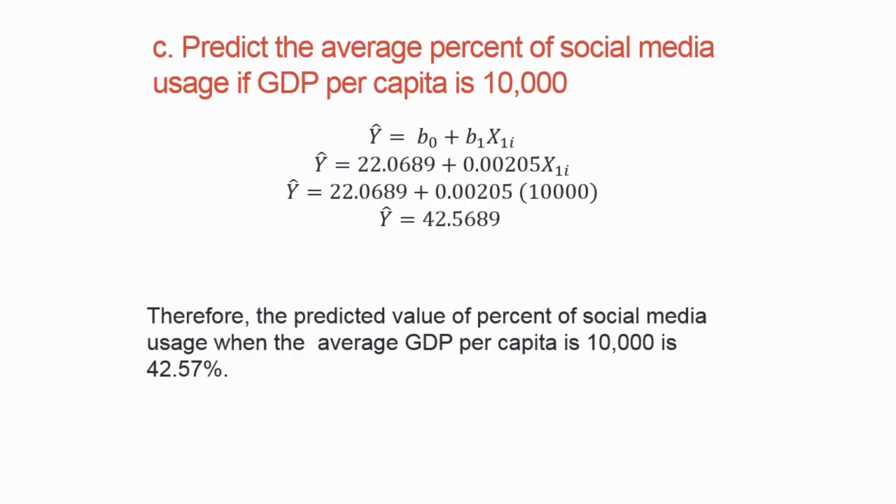Predict the average percent of social media usage if per capita GDP is 10,000. So what I do is I plug the 10,000 into my equation and solve for y hat, and that value is 42.5689. So that means I expect about 42.5% of the population to use social media if GDP per capita is equal to $10,000. Good. There we go.